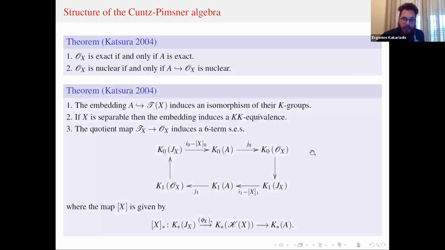Along these lines, by also using the Kunz picture of the K-theory, he provided information on the K-theory. What I really like is this 6-term exact sequence for the K-theory of OX, where one has to use the K-theory of Katsura's ideal and A. If you're familiar with the Z cross products, you can see that this is exactly similar to what happens with the K-theory of the cross product.